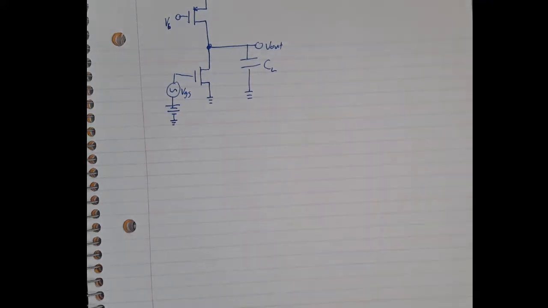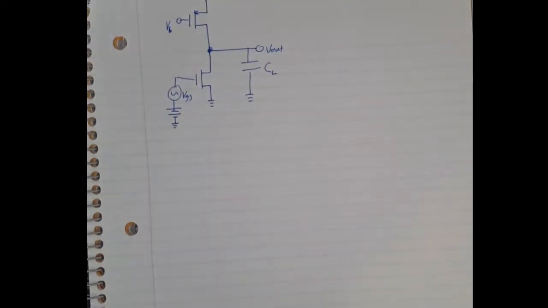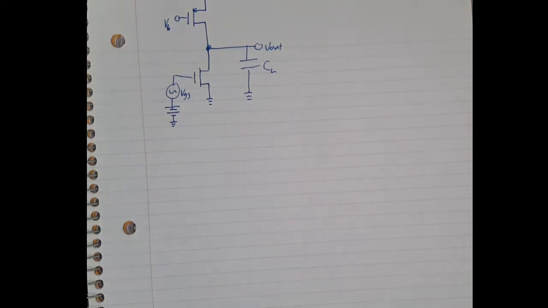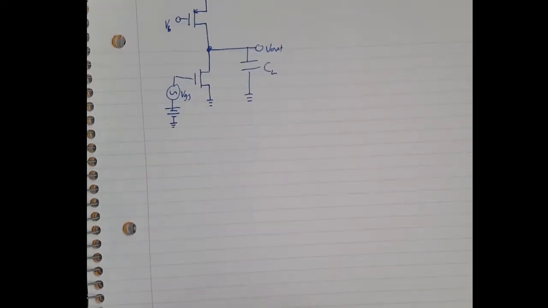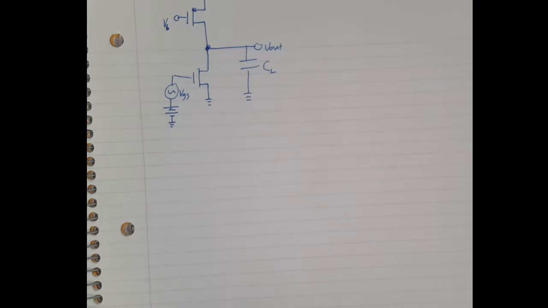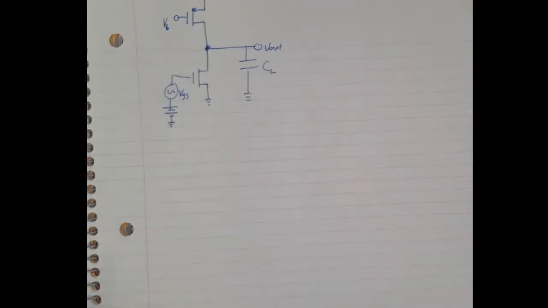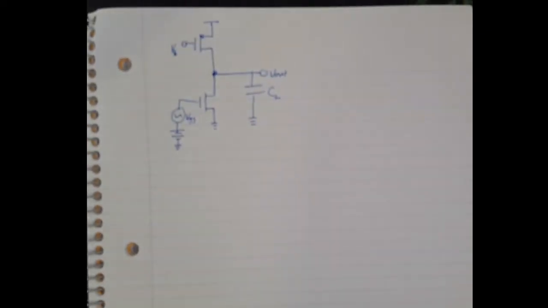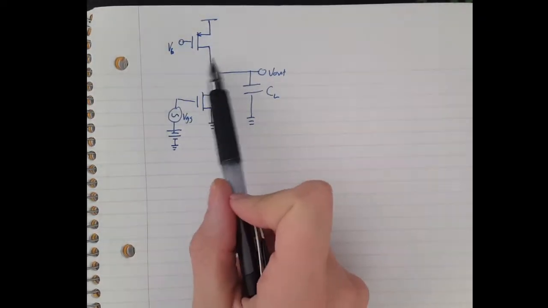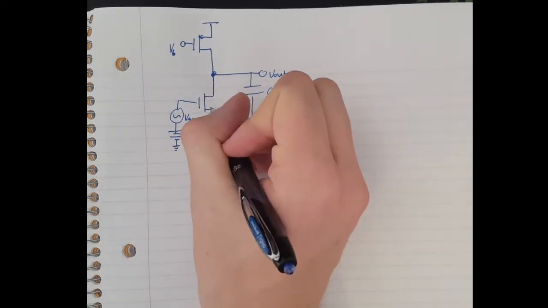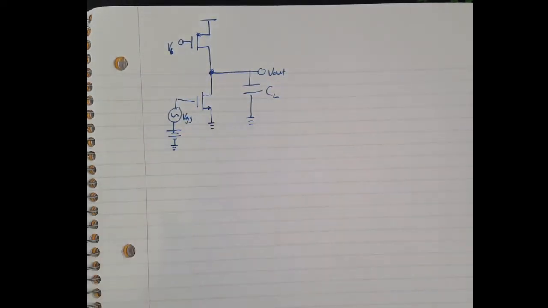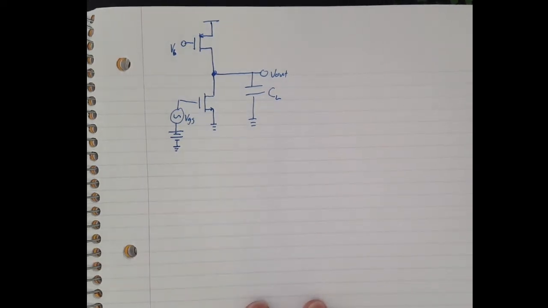Today we're going to be going over the high frequency analysis of a common source transistor amplifier with an active load. So this might look a little familiar. It's essentially just a regular common source, but instead of a resistor hooked up to the drain up there, it's a transistor that's just in saturation.